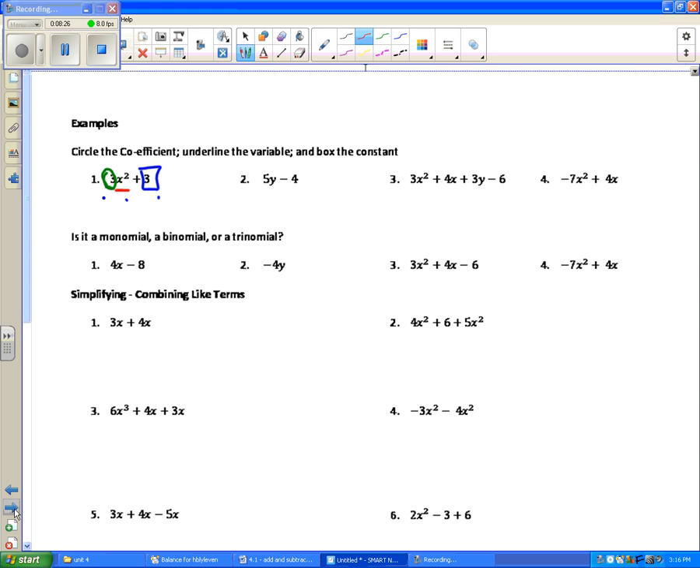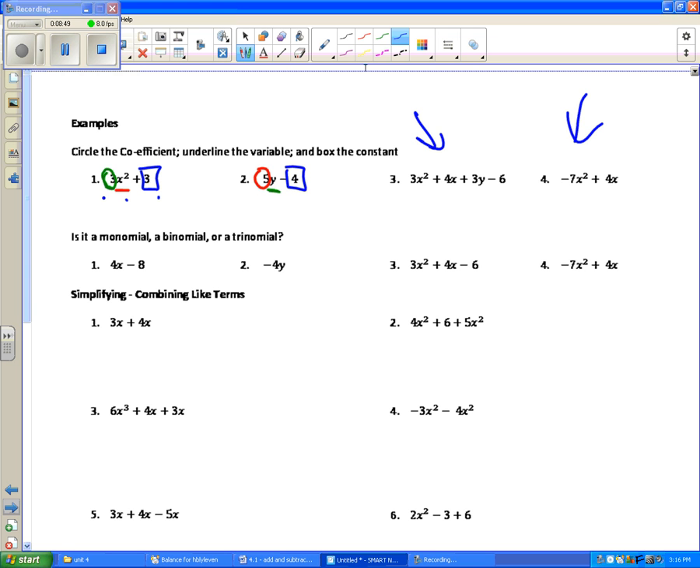We're going to circle the coefficient. The coefficient in this term is 5. We're going to underline the variable, and the variable is y. We're going to put a box around the constant. The constant is 4. So in a moment, you can do this question and this question on your own.